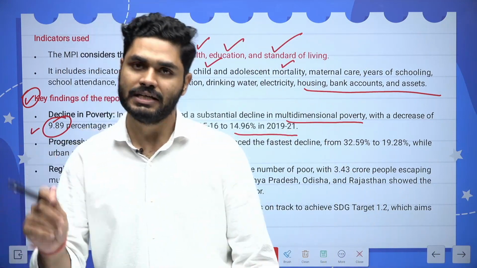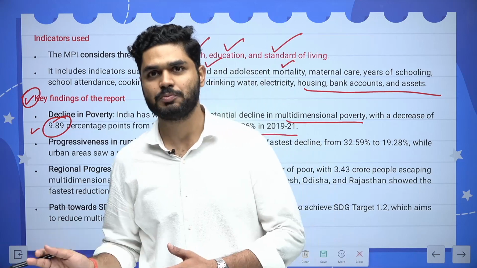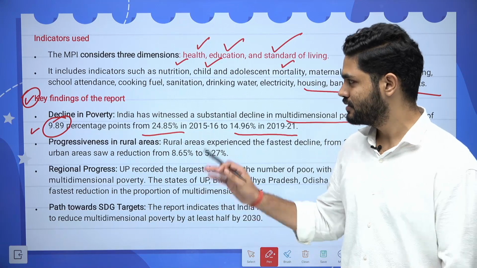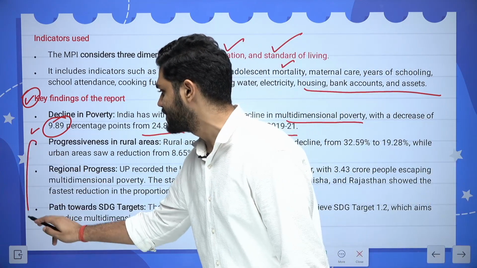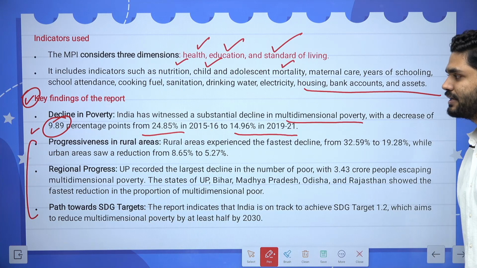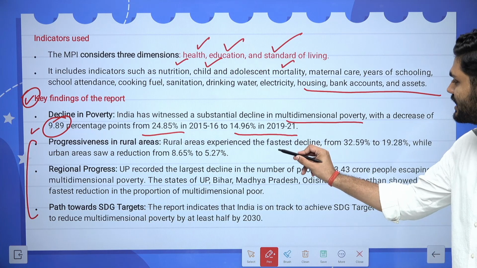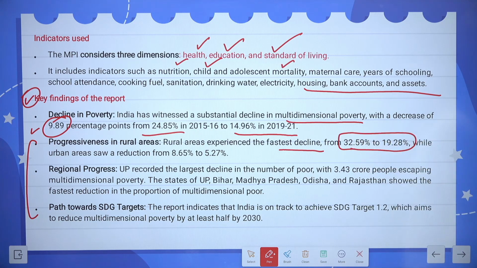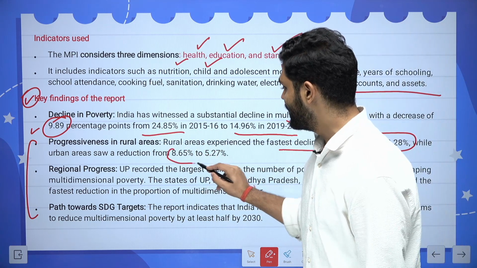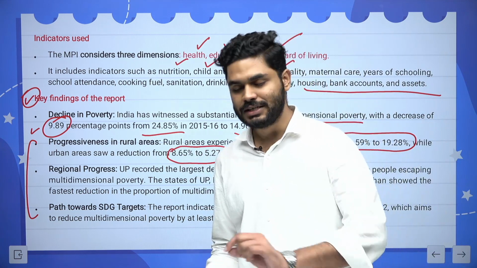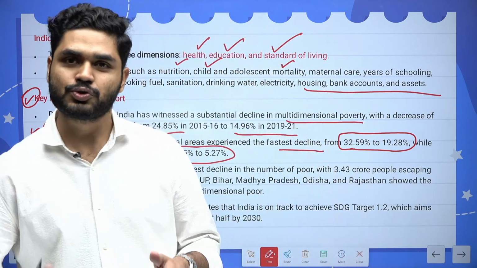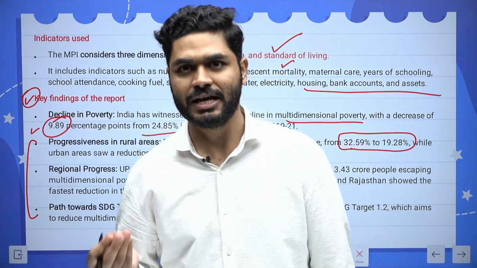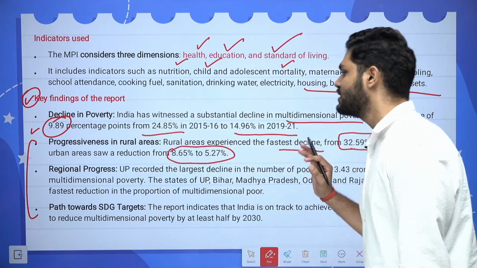This is the significant decline, and that is why you'll see this report everywhere. Okay, if there is a UPSC channel which is preparing for the examination, that is why you'll see this, because it has been significant. Now, the rural areas experienced the fastest decline, from 32.59 to 19.28, while the urban areas saw a reduction from 8.65 to 5.27. That is because in rural areas the scope of decline is greater. That is why the percentage decline is greater in the rural areas.